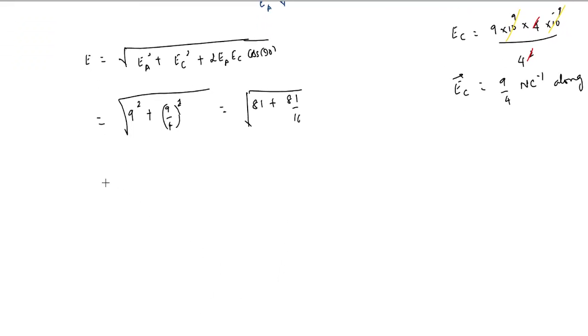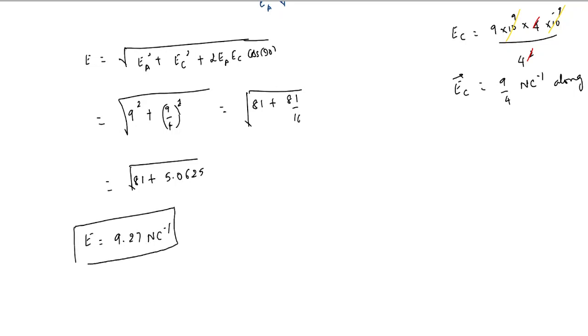That is equal to 81 plus this term here, which would be 5.0625. When you solve it further, put the values, add it and solve it, then what we get is E equal to 9.27 Newton per Coulomb. So this is the required electric field.